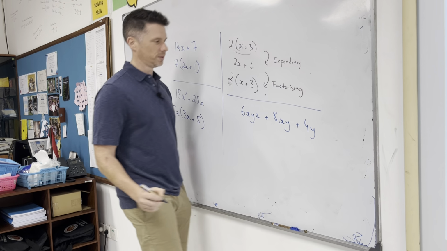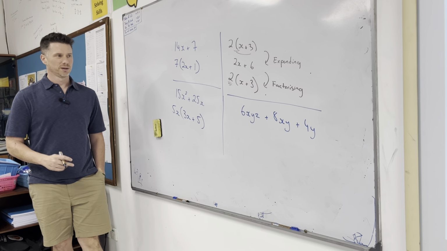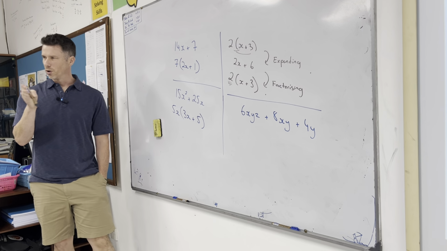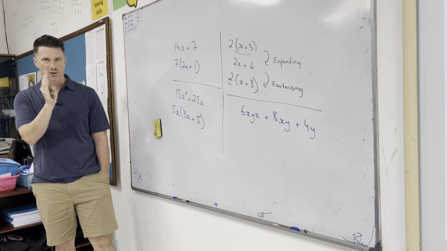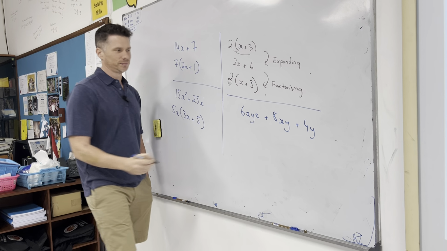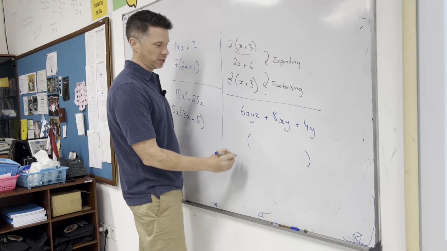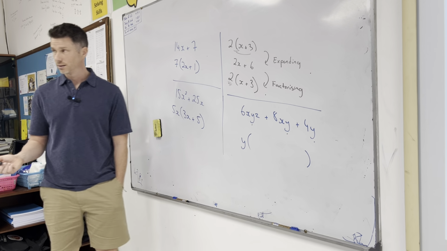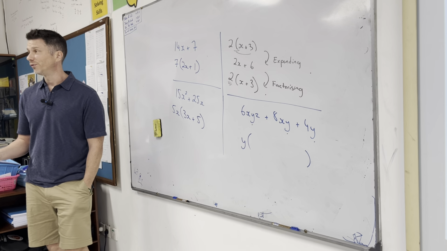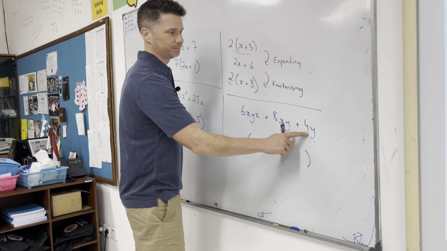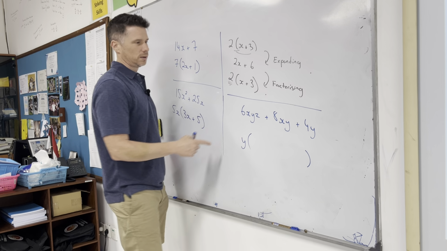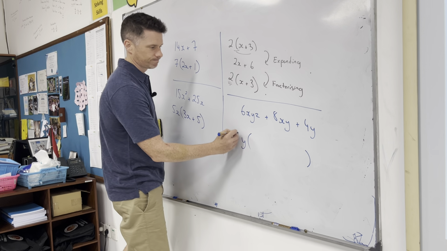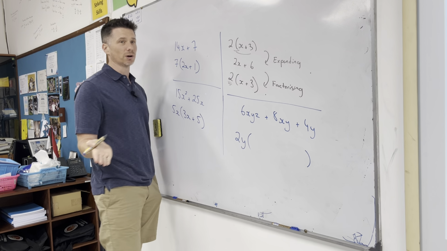Oh wow, 3 terms. So it has to be something that divides into all 3, so it's got to be present in all 3. y is good, y is in all 3. Look, 1, 2, 3, yes. x? No, because it's not in the last one. Any number that divides into all the numbers? 2. 2 divides in. Now we have to figure out what's left behind.